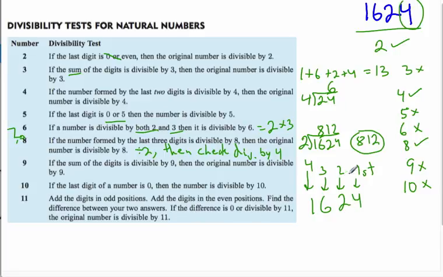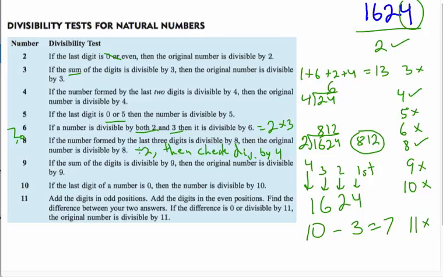So let's add the ones in the odd positions, you're going to get 10. Add the ones in the even positions, you have 3. And then you subtract. So I added the 4 and the 6 to get 10. You add the 2 and the 1, and you get 3. Subtract, you get 7. Is 7 divisible by 11? No, it's not. So the entire number is not divisible by 11.